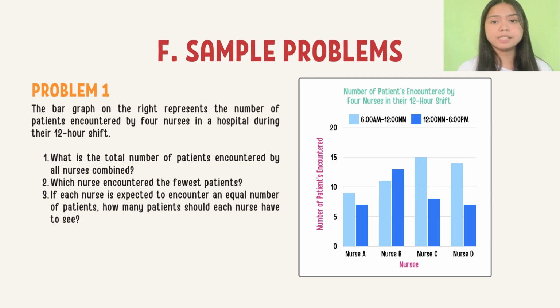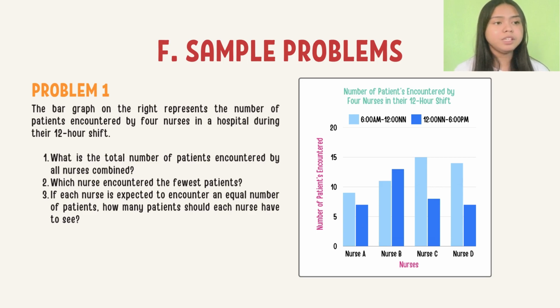This is the first sample for the sample problems. The bar graph on the right represents the number of patients encountered by 4 nurses in a hospital during their 12-hour shift. So Nurse A got 9 patients for their 6 a.m. to 12 noon shift and 7 patients for their 12 noon to 6 p.m.